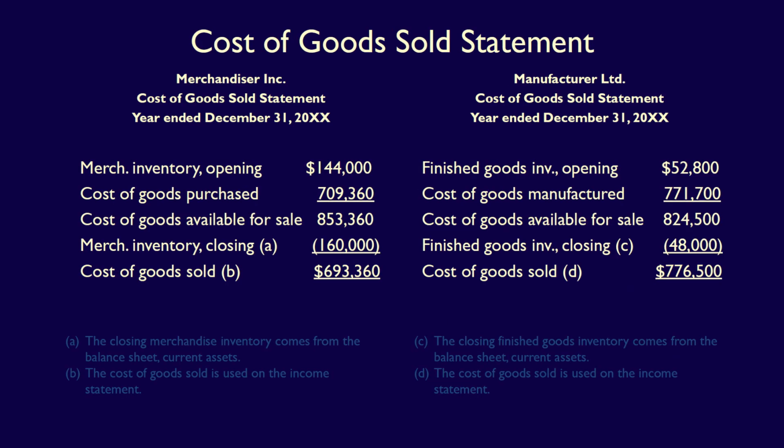Here are both of the calculations compared directly. Note that the only things that are different is the naming of the accounts, merchandise inventory compared to finished goods inventory, and also the two accounts, cost of goods purchased for a merchandiser and cost of goods manufactured for a manufacturer. The differences are actually pretty minimal. However, the biggest difference is how the cost of goods purchased is calculated compared to calculating the cost of goods manufactured.